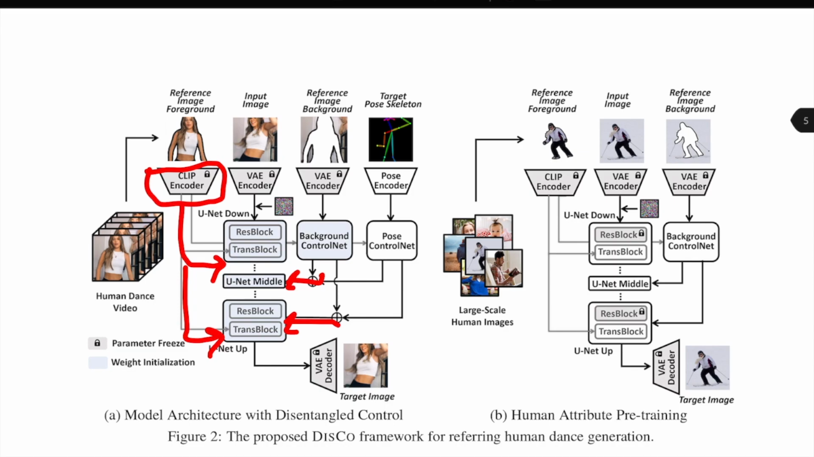Finally, the pose is similar. It gets put through a pose encoder, pose control net, and it goes into the middle and the UNet up portion. Now, training this all at one time is going to be difficult, specifically because things will start to become coupled between the foreground, the background, and the pose, and may not lead to complete disentanglement. So to get around that, we do something slightly different.